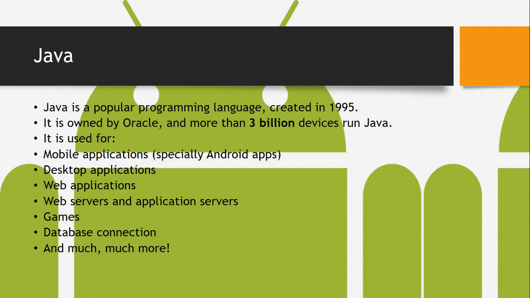So these are some facts about Java. As I told you, it is owned by Oracle, and more than 3 billion devices run on Java. Mobile applications can be made, desktop applications can be made, web applications can be made, games can be made, and database connections can be made on Java.